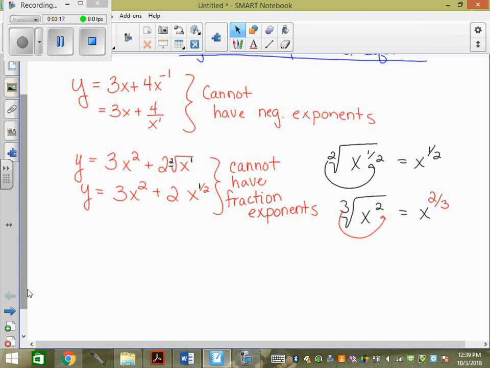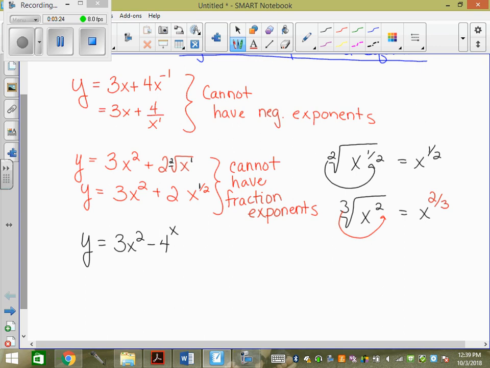If I give you this, an x in the exponent is an exponential function. So you can't have variable exponents.